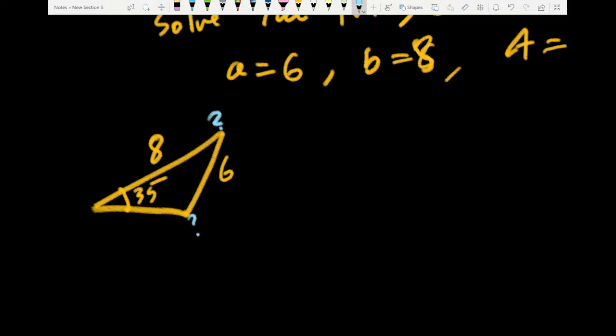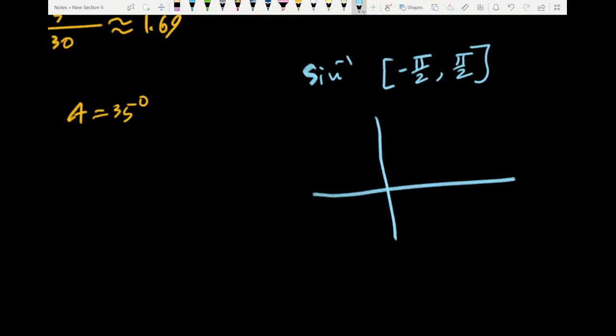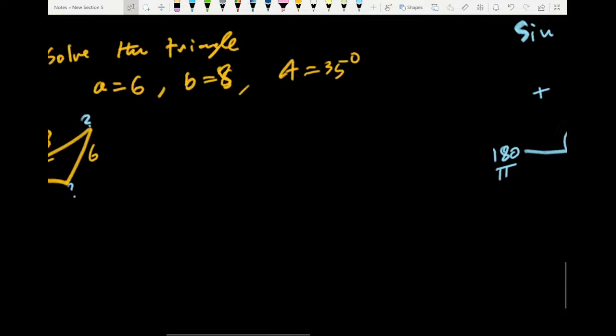Now, here's the tricky part, why it's happening. Let's go back to the sine inverse. Where does the sine inverse live? Sine inverse lives from negative pi over 2 to positive pi over 2. That's the crucial part. Because of this, when we use the law of sines, you could get two possible answers. Sorry, that's not for sine inverse. It has to do with sine. Sine is positive in the first and the second quadrant, so you get from 0 to 180, or 0 to pi. That's where we have the issue. I'm going to come back to this.